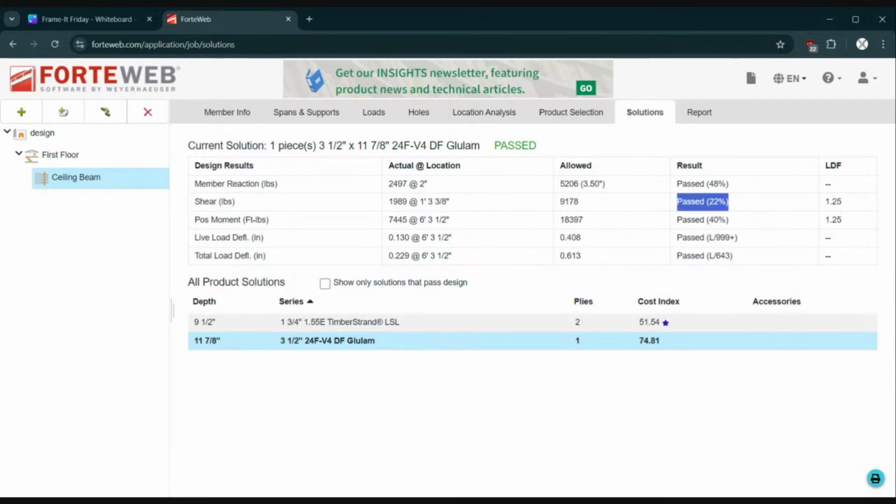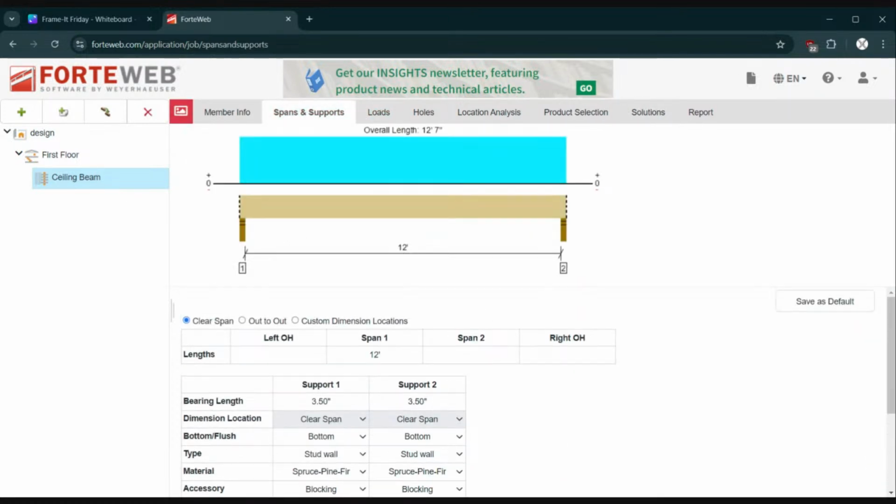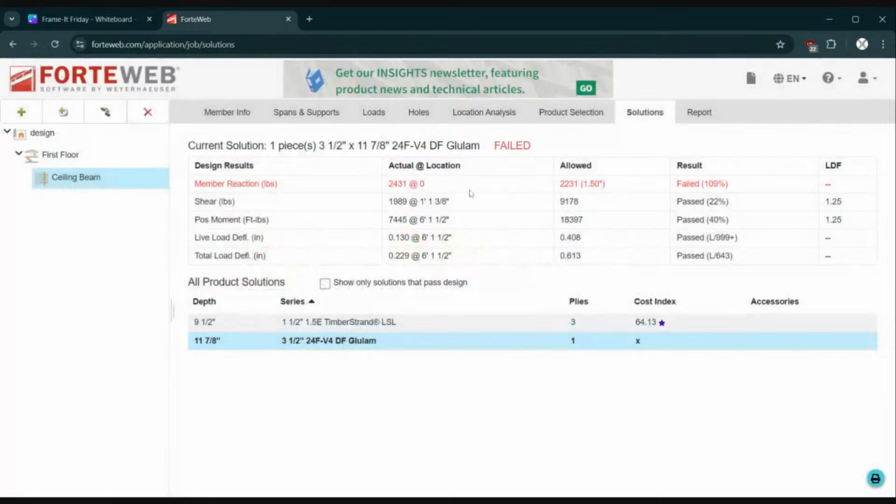Well, this is shear. You're basically never going to fail this unless you've got crazy beam design stuff going on. So you can pretty much ignore this. And then member reaction. This is the important part. So remember back here in spans and supports, I said, hey, the beam sits on 3.5 inches of wall. Watch what happens if I say the beam sits on only a 1/2 inch of wall on both sides. And we go back. See that? It's only sitting on a 1/2 inch. And we go back here. Look what happens. So our member reaction has failed.